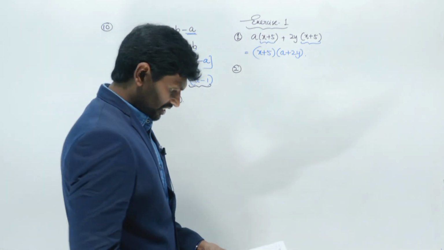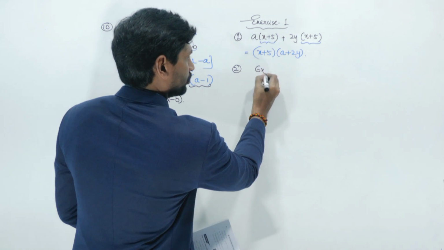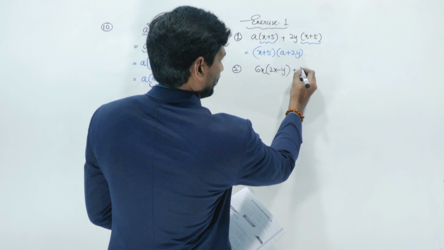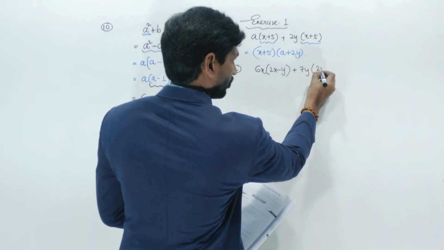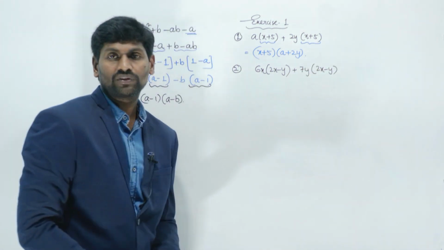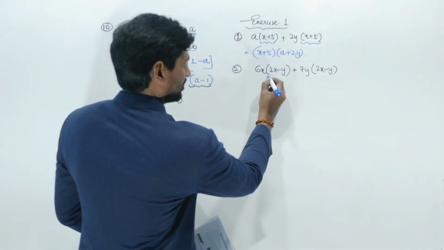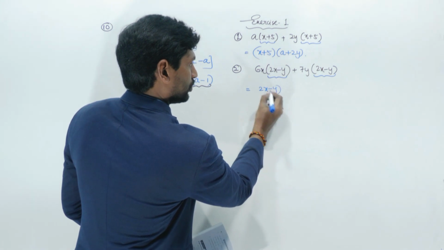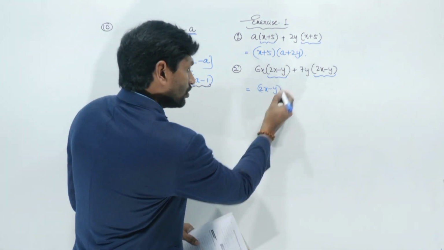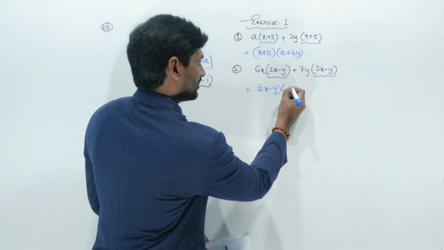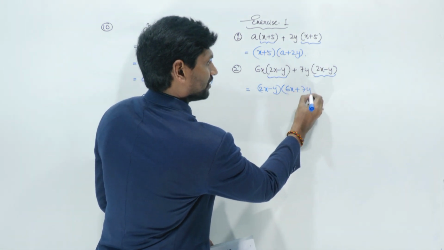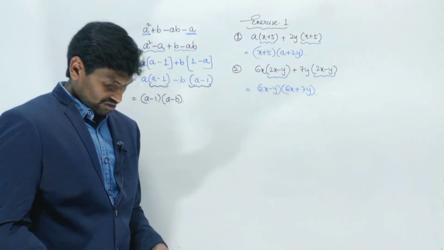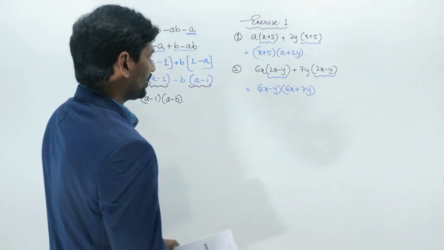The second problem is 6x into 2x minus y plus 7y into 2x minus y. Identify the common factors. Yeah, 2x minus y is a common factor. So take 2x minus y as common factor. What is remaining from the first term? 6x. From the second term, 7y.